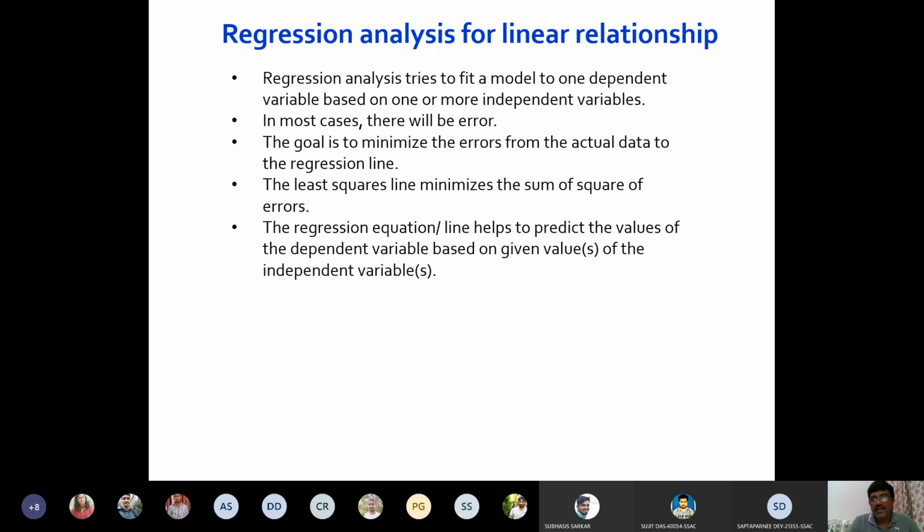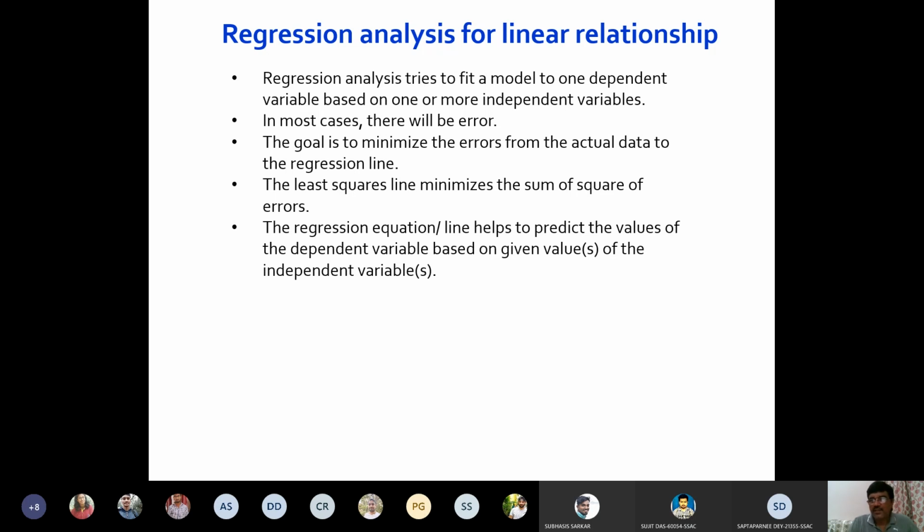Now we see the regression analysis for linear relationship. It tries to fit a model to one dependent variable based on one or more independent variables. In most cases, there will be an error. The residual will be there. The goal is to minimize the error. To minimize the residual means the line should come to all the original points as close as possible. The goal is to minimize the errors from the actual data to the regression line.